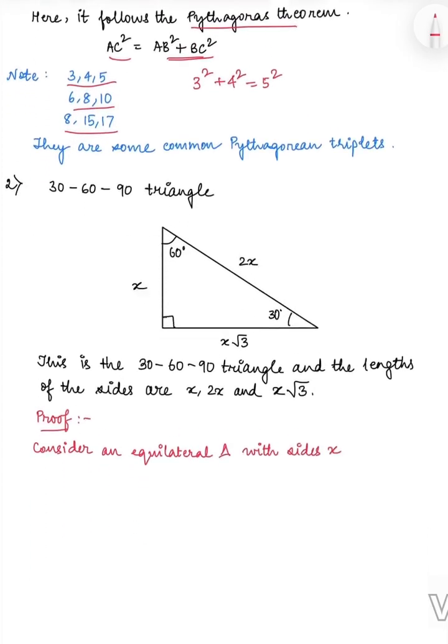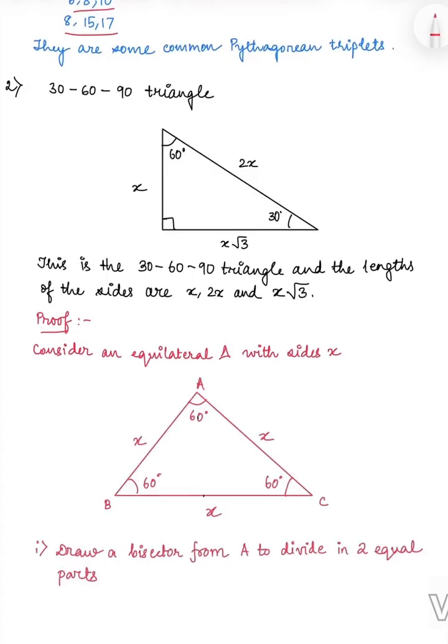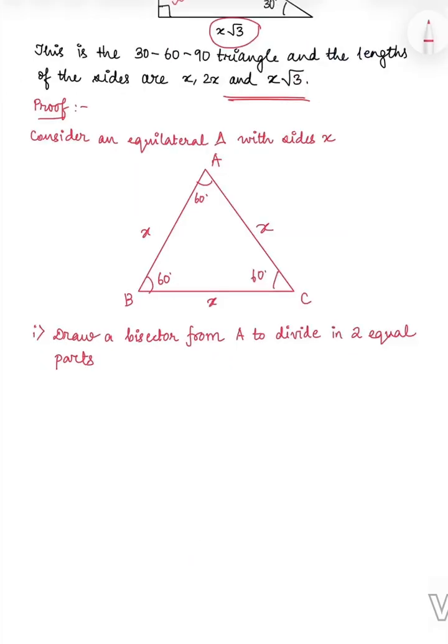The second concept is a 30, 60, 90 triangle. What does that mean? That means that the angles are distributed in this way. This is a special right angled triangle, because one angle is 90 degrees. And just keep in mind that the lengths are x, 2x and x root 3. This is very important and will help you solve a lot of questions. If possible, memorize this.